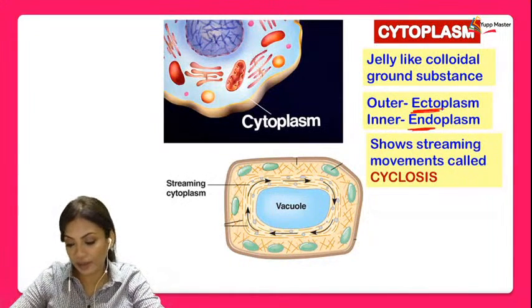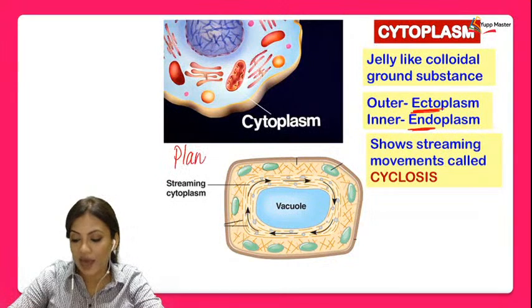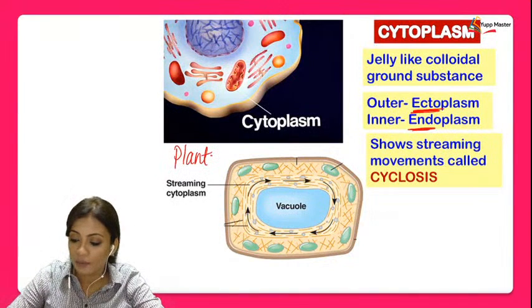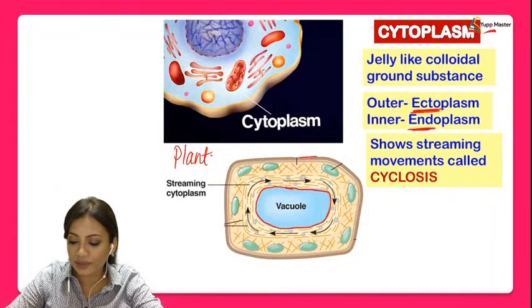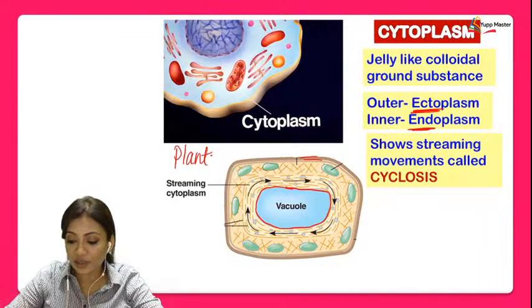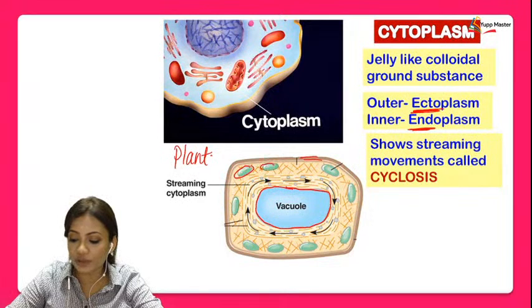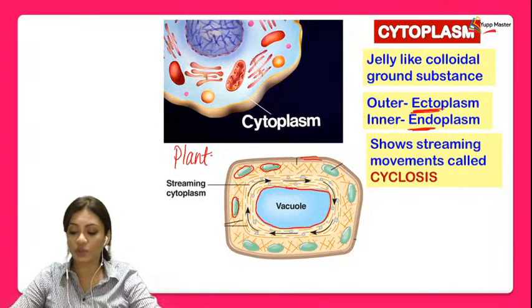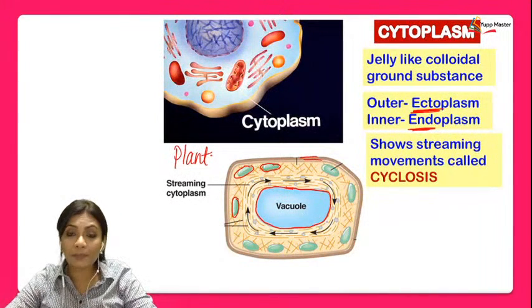Look at this diagram here. This is the diagram of a plant cell. How do I tell that this is a plant cell? Because look at this here, the vacuole is extremely large. There is the presence of a cell wall, and these green structures are basically going to indicate the presence of chloroplast. So this is a plant cell.